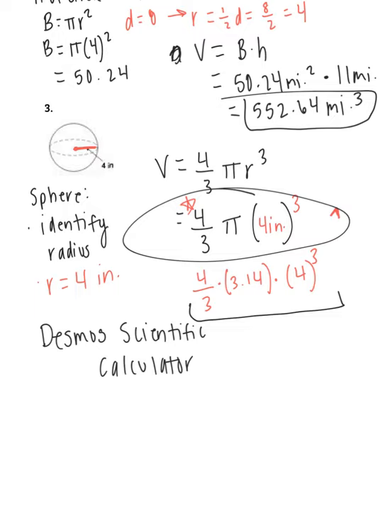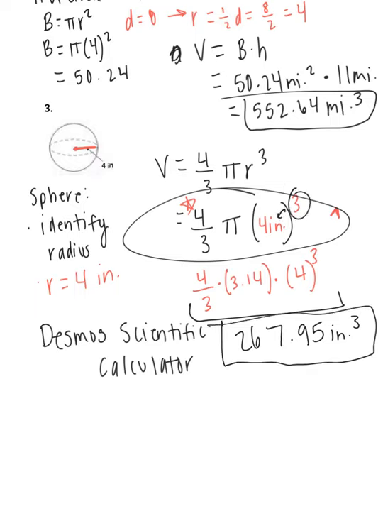When I actually type this into my calculator, I am getting 267.95. If you want to round, I'm okay if you go 1 or 2 decimal places, and my units would be inches cubed because I cubed my unit up here. And remember, volume is always to the 3rd power for your units.